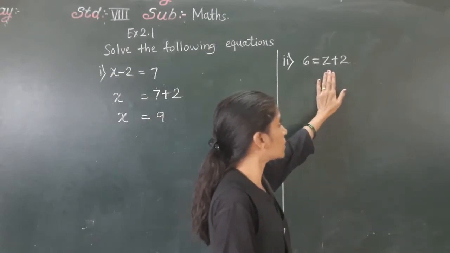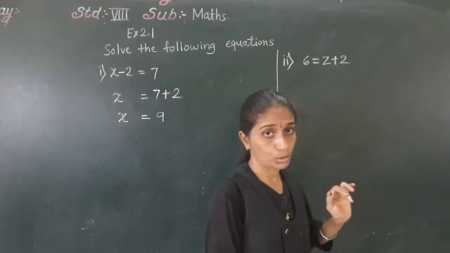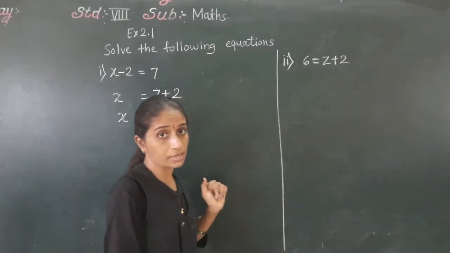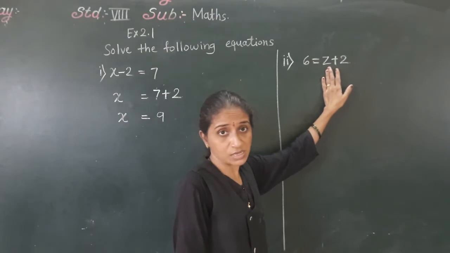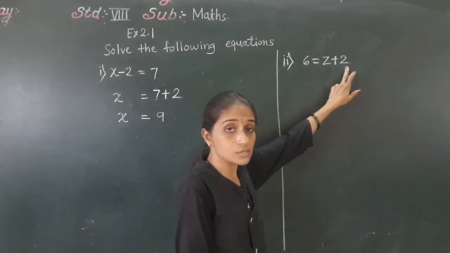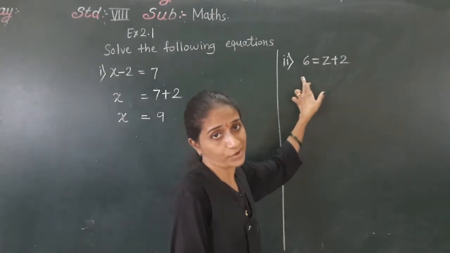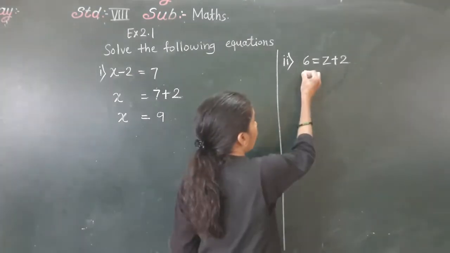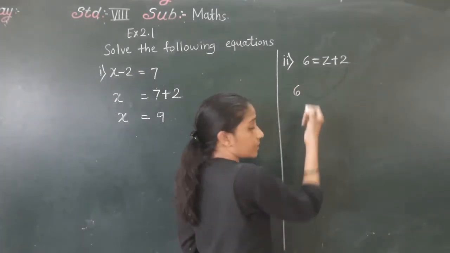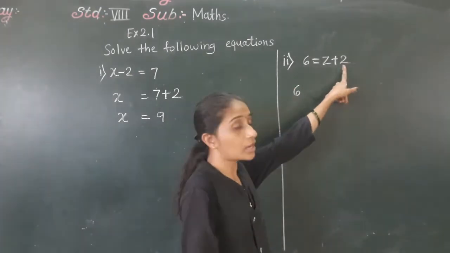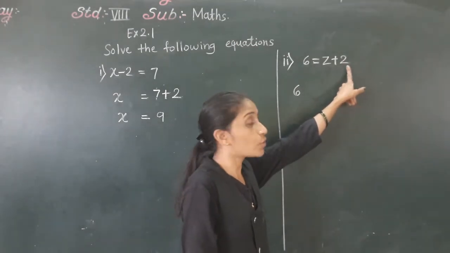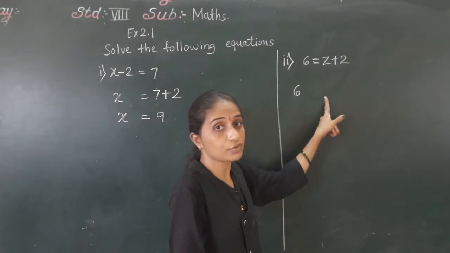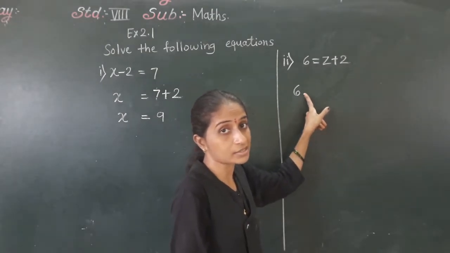6 is equal to z plus 2. Okay, now we have to find the value of z. So what we will do, we will transfer the 2 to the left hand side. For the left hand side, 6 is there already. Now which number are we going to transfer to the left hand side? 2. 2 is plus on the right hand side. If we transfer it to the left hand side, then it will become minus.